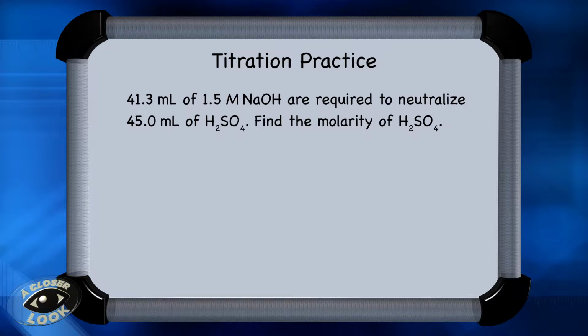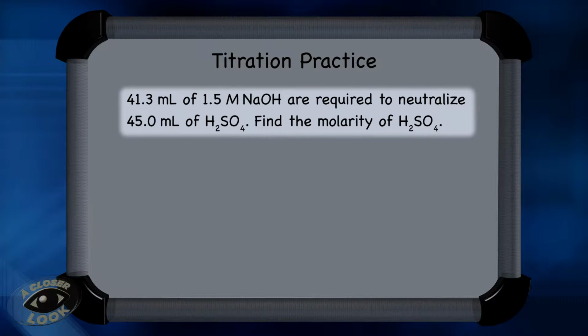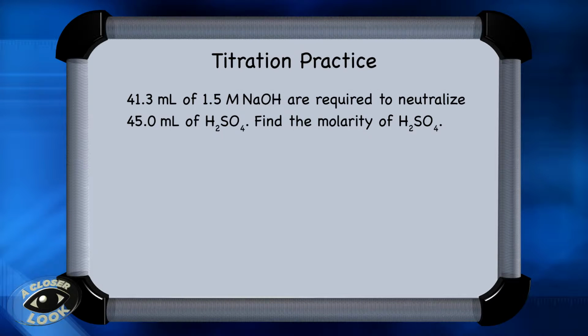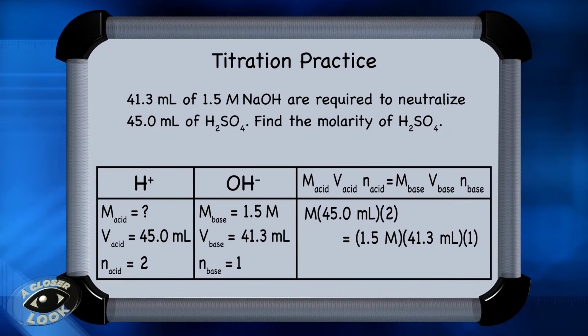Here's an example of a titration calculation. 41.3 milliliters of a 1.5 molar sodium hydroxide solution are required to neutralize 45.0 milliliters of sulfuric acid. Find the molarity of the sulfuric acid. We will be using the titration equation that we just went over. We set up a data table where we indicate what's given to us and what we are trying to solve for.